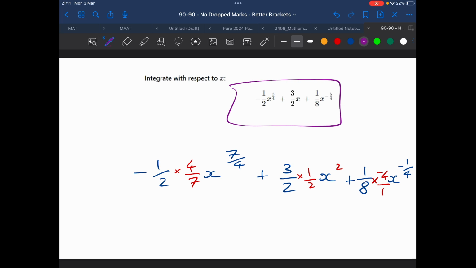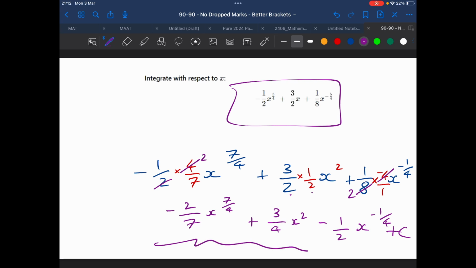I suppose we could tidy these up a little bit. So that looks to me like minus 2/7 x to the 7 over 4. That's a 3/4 x squared. You can do something with this 4 and this 8. So what's that? There's a minus in there as well. So minus a half x to the minus a quarter. Okay, yeah, of course, plus c on all of these.